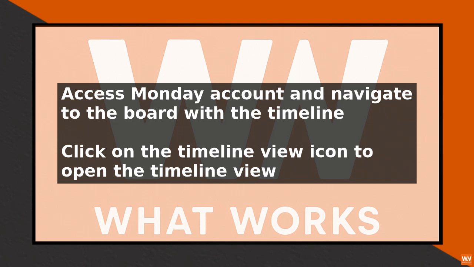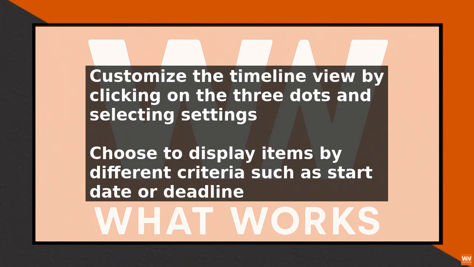To customize the timeline view, click on the three dots at the top right corner of the screen and select Settings. In the Settings menu, you can choose to display items by different criteria such as start date, end date, or deadline. You can also customize the color scheme of the timeline by assigning different colors to different item types or statuses. For example, you can assign a red color to items that are overdue and a green color to items that are completed.